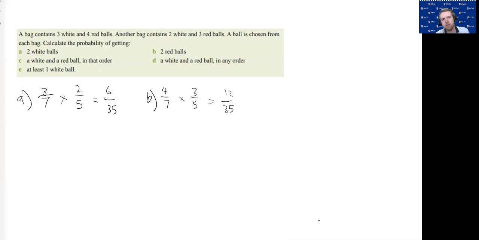And when you've done that, unpause the video and see how you went. Okay, so let's go through it. For C, a white and a red ball in that order.